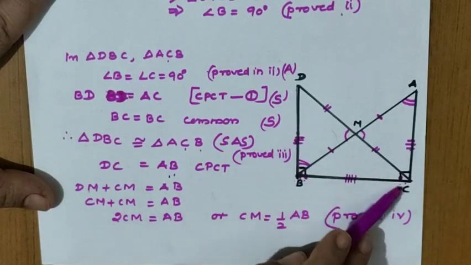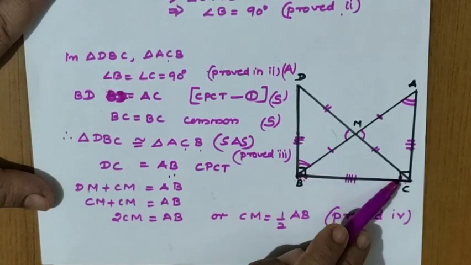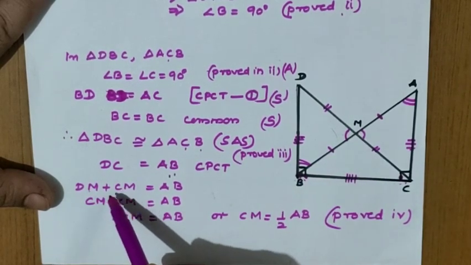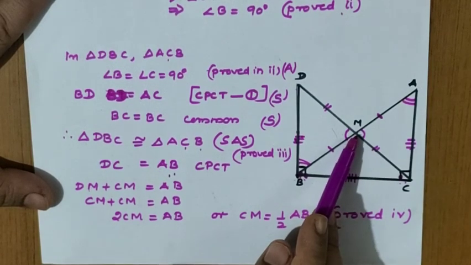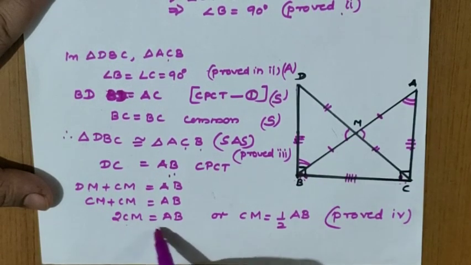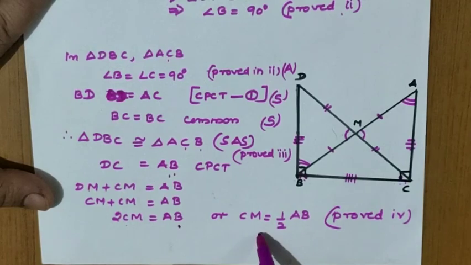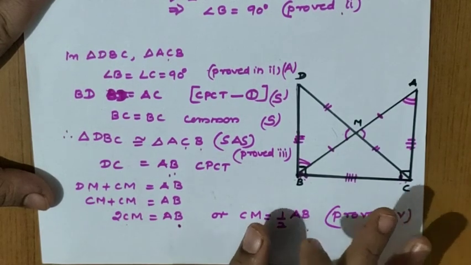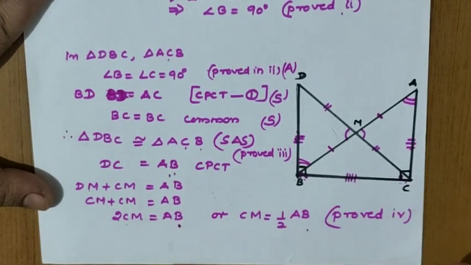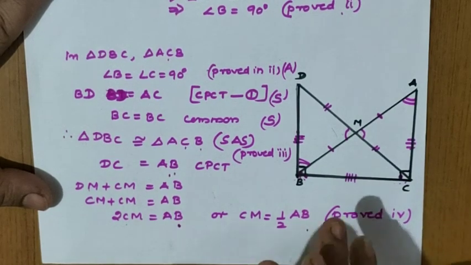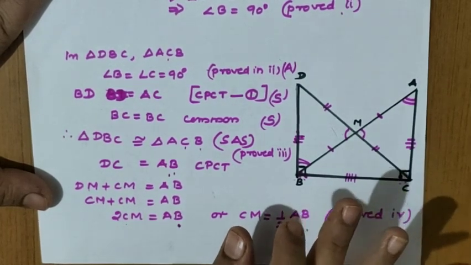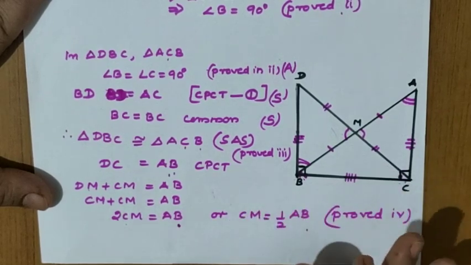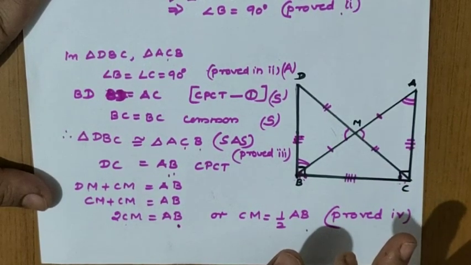From the figure, what is DC? DM plus MC, but both DM and CM are equal. Why? M is the midpoint. So 2CM equal to AB or CM equal to half AB, proved fourth part. So all the proofs are important, and all the exercise questions also, you can see in question papers, one or the other will be asked. So practice more. Triangle chapter, congruency only, difficult only, practice more. With this I am winding up today's class. Thank you.